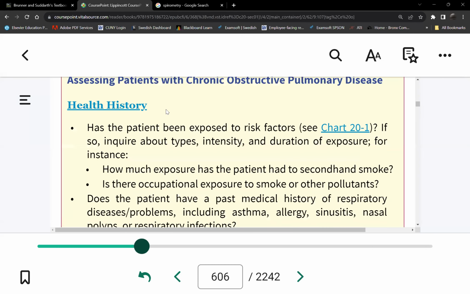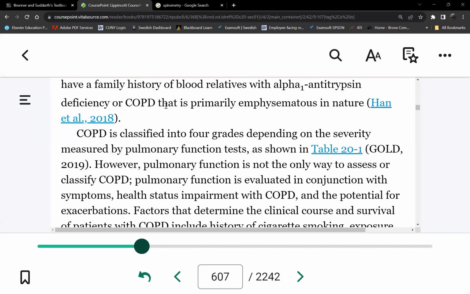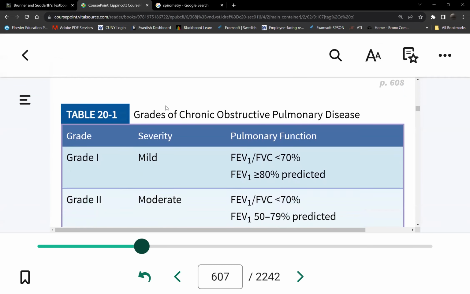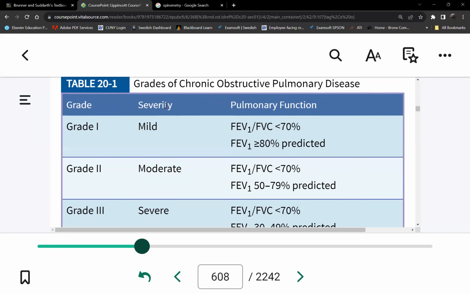And as you can see here in the stages, table 20-1, what do you see here? Is it the TLC or the FEV1? It's all FEV1 and FVC. So forced vital capacity is less than 70%, but most doctors will mention FEV1. This measures the strength of the patient's lungs, strength of the patient's diaphragm. How much volume can they forcefully exhale in 1 second?